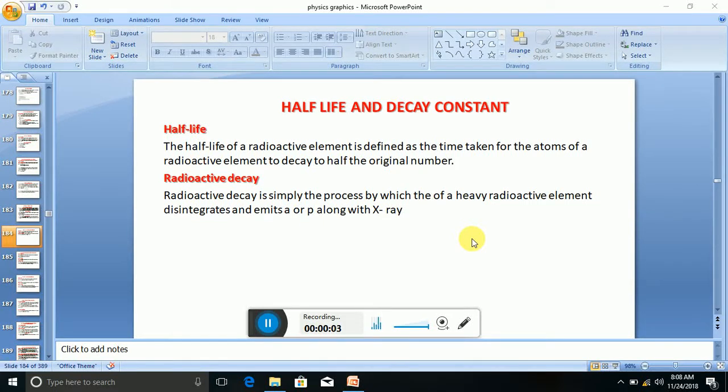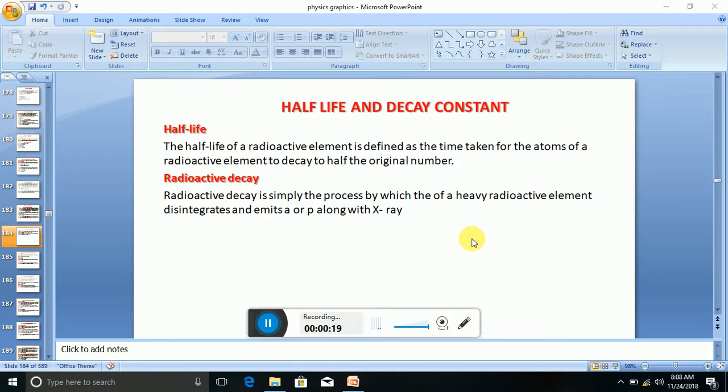Hello, welcome. Today we're going to be looking at some basic concepts in radiation or radioactive decay of substances. We're going to be looking at half-life and decay constants.